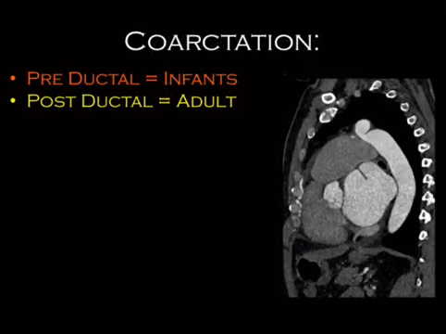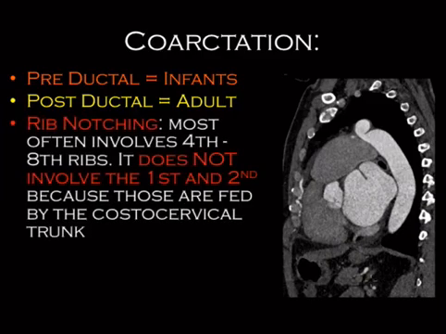There's two main types. You can have preductal or you can have postductal. Preductal types are seen in kids, so I think premature, preductal, infant. Postductal, a little later on down in your life. For pre-K, preductal; post, after, later in life, adult. Here's a trick, rib notching.